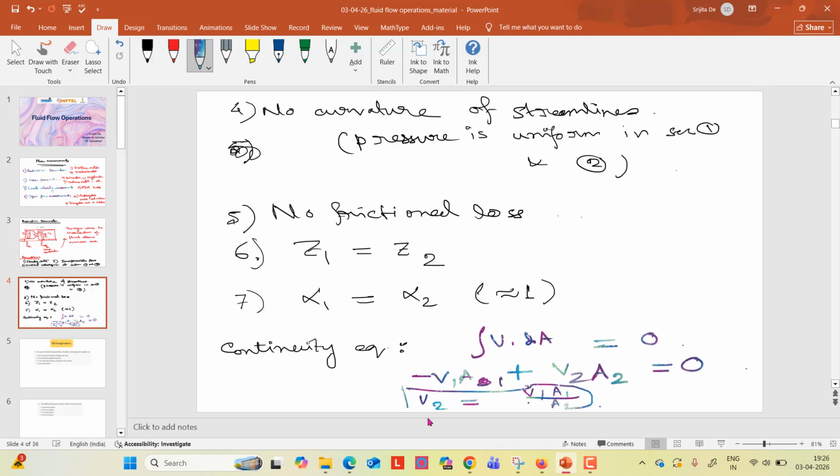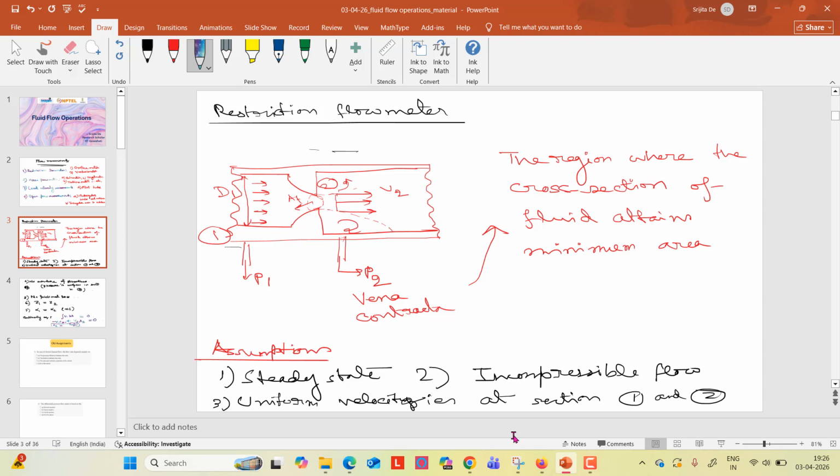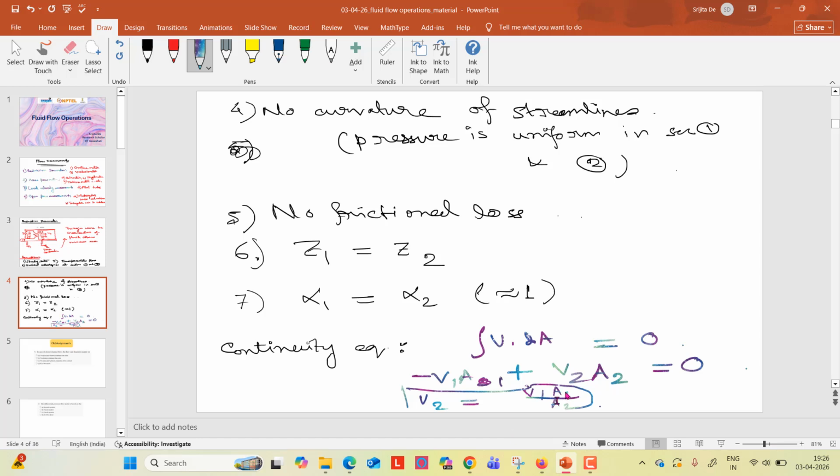This is how we can calculate. If you know the diameter of the inlet and outlet, you can calculate the flow velocity at this vena contracta region.